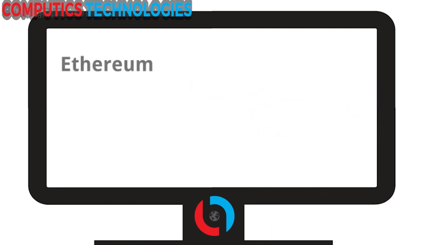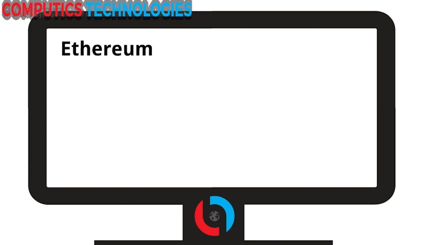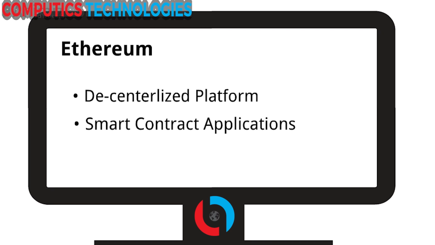What is Ethereum? Ethereum is a decentralized blockchain platform that runs smart contract applications that run exactly as programmed without any possibility of downtime, censorship, fraud, or third-party interference.